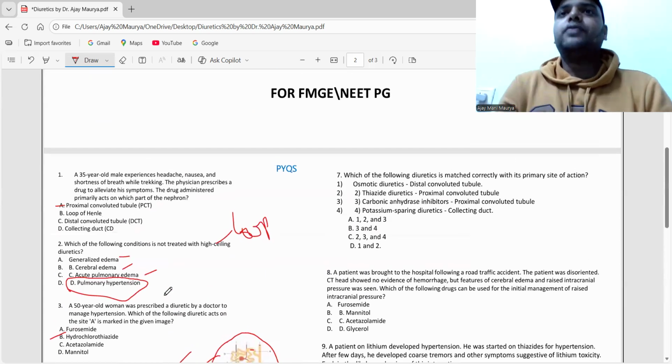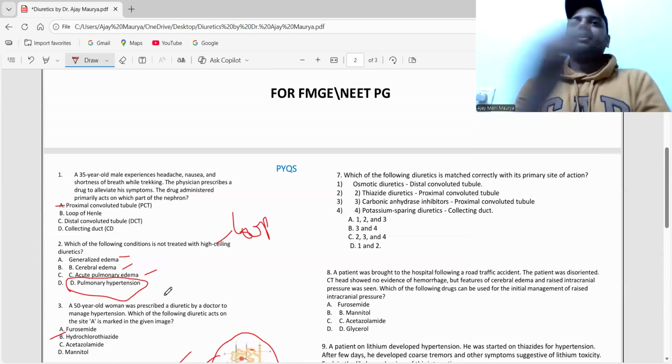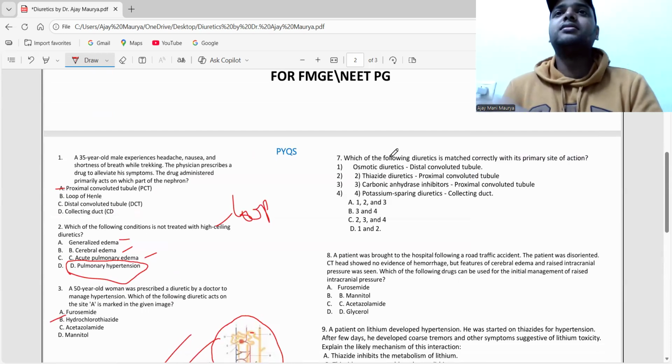Next one. Which of the following diuretics is matched correctly? See, osmotic diuretics, where do they act? They act at the PCT, isn't it? PCT. Next, thiazides, DCT. Carbonic anhydrase inhibitors, yes, correct. Potassium-sparing diuretics, correct. So 3 and 4 are correct.